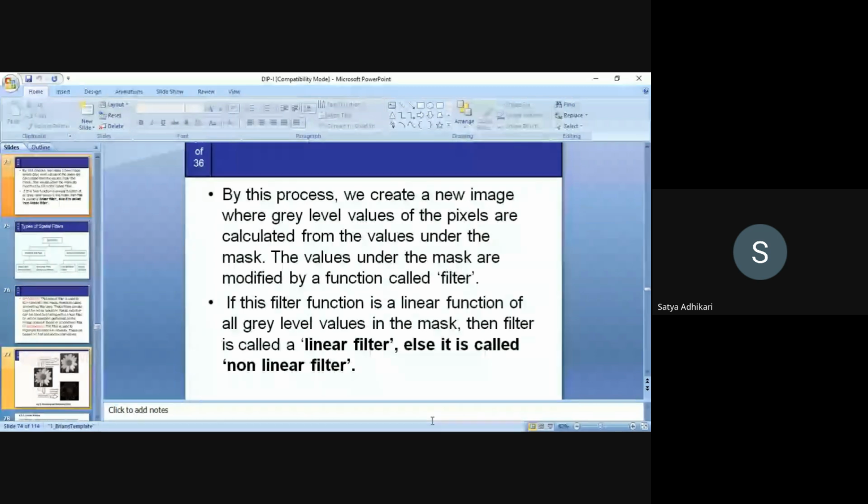We have an example after one or two slides. We will discuss how it is calculated. But once it is calculated, the new value is given to the existing pixels, and you will get a new image. So the gray level value of the pixel is calculated from the values under the mask, and these values under the mask are modified by a function called a filter. If the filter function is a linear function, then it is called a linear filter. Otherwise, it is called a non-linear filter.